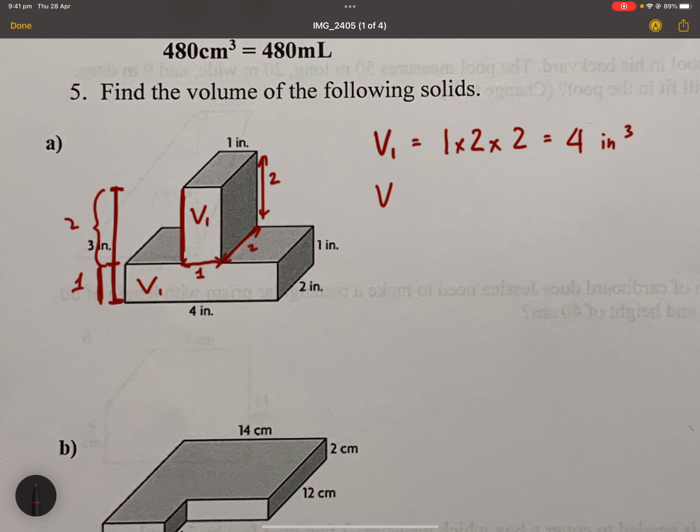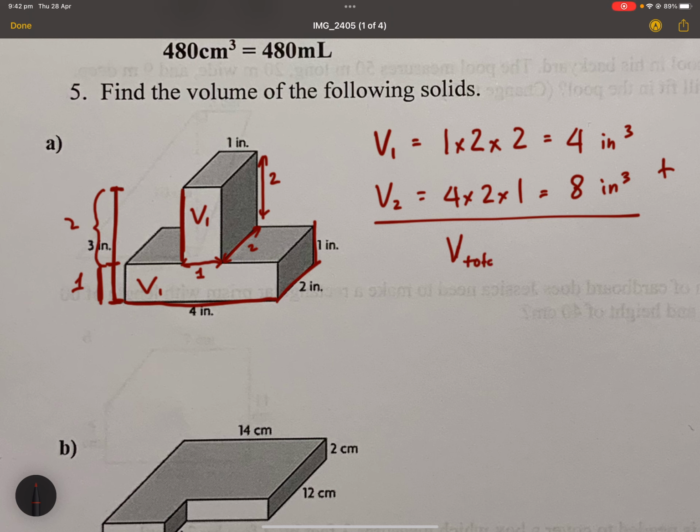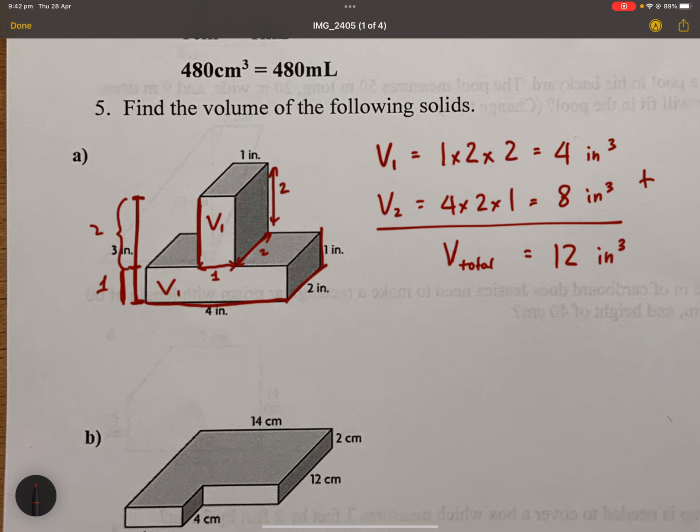Now the bottom piece, V2, is going to equal 4, the length, times width, which is 2, times the height, which is 1. So 4 times 2 times 1 equals 8 inches cubed. The total volume, we're going to add them up. The total volume is equal to 4 plus 8, which is 12. So the answer is 12 inches cubed.